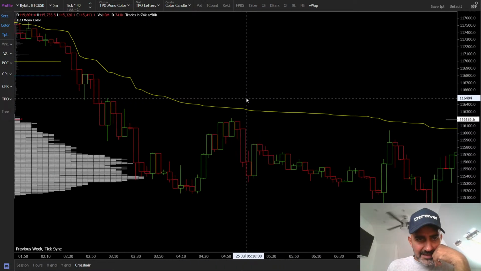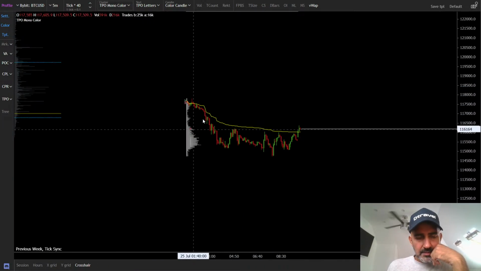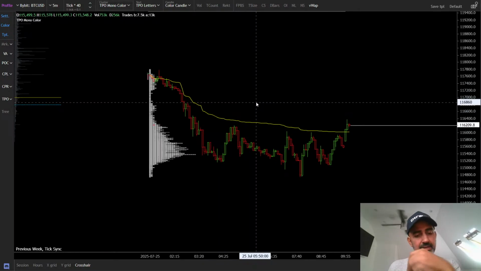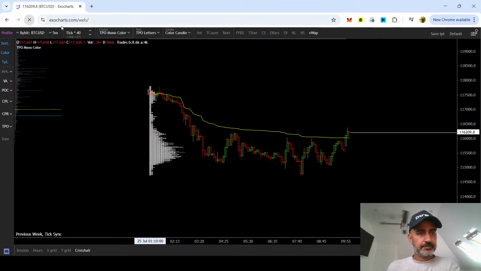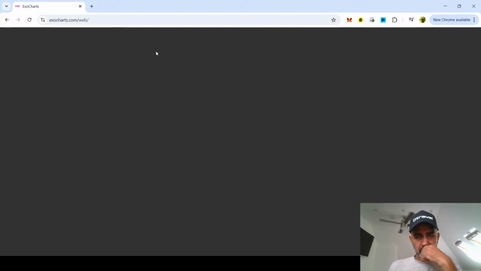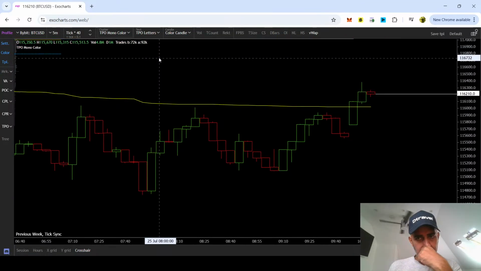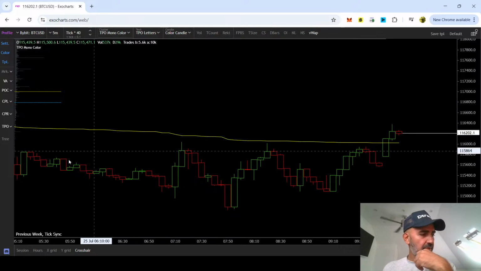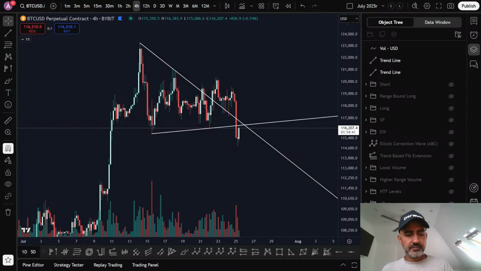Oh, we don't have the data. Something wrong here, because I wanted to see if there was any single prints in. I can't tell. There's something there. I don't know what it is. What a waste of time.